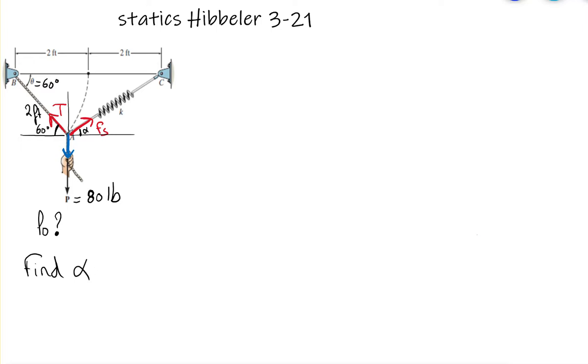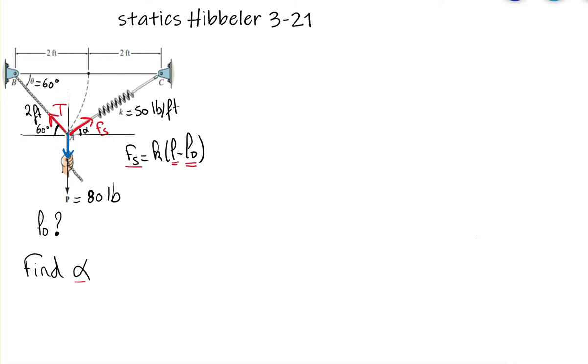Also, the question asks what is the unstretched length of the spring AC. We know that the force of the spring is equal to k times L minus L0, and k is given. Sorry, I didn't write it, but it's 50 pounds per foot. What is unknown in this equation? The force of the spring, which we will solve after we find alpha. k is given, L we don't know, and we don't know L0, and L0 is our final step.